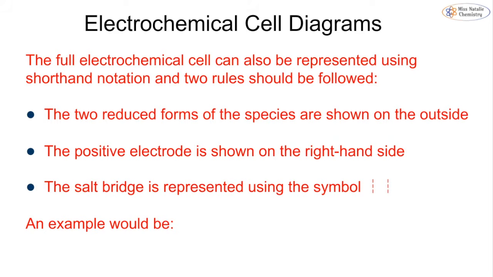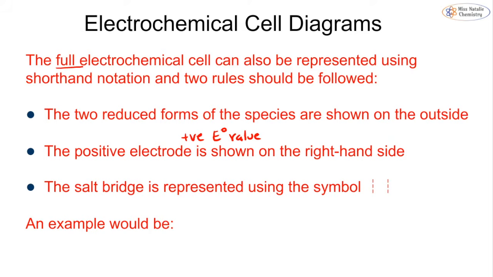We can then combine these two half equations into a full electrochemical cell, and we can again represent it with the shorthand notation. And we follow two main rules with a third important point. When we write these out, the reduced forms of the species are always on the outside. So at either end of the notation should be your reduced form. Your more positive electrode, which is the more positive E0 value, is on the right-hand side, and we denote the salt bridge by using these two vertical lines that are both dashed.